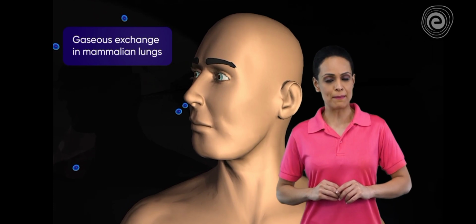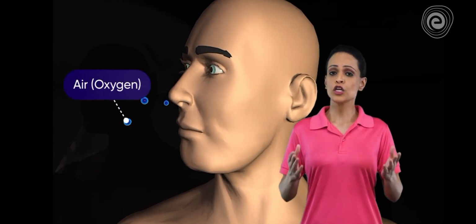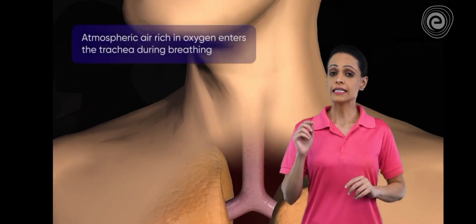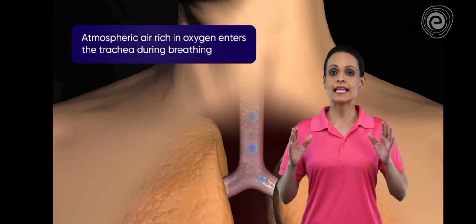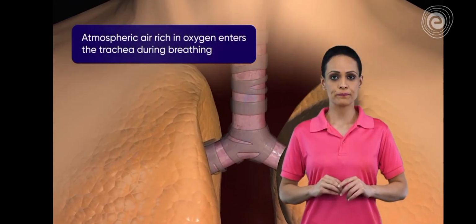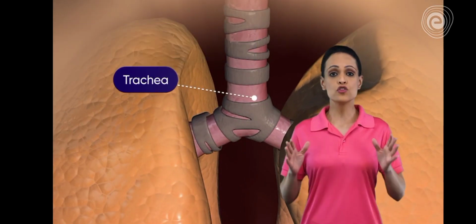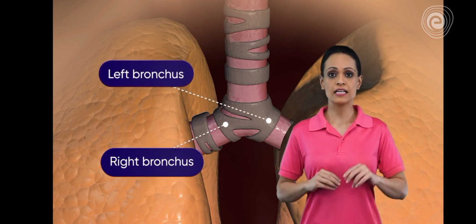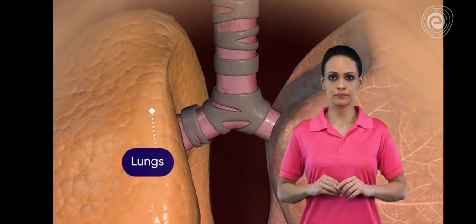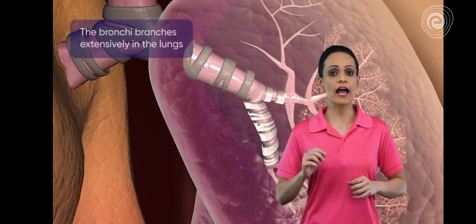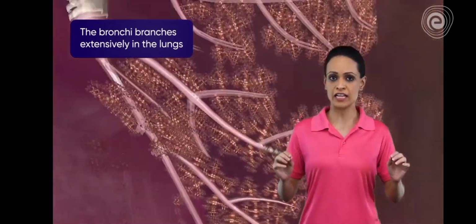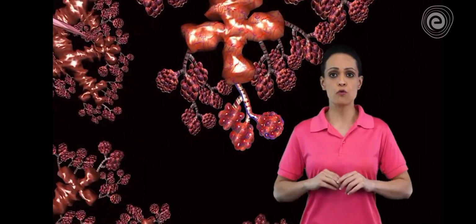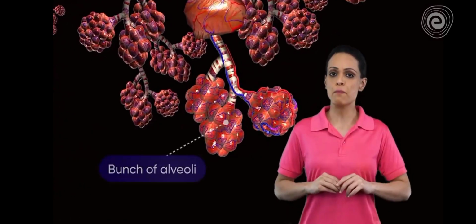Gaseous exchange in mammalian lungs. Humans breathe by inhaling air through the nostrils. This air, rich in oxygen, then enters the trachea. In the thoracic cavity, the trachea divides into two bronchi, the right and the left. Each enters the lung. In the lung, the bronchi further branch extensively to form the bronchial tree. The smallest bronchial branches resemble a bunch of grapes.